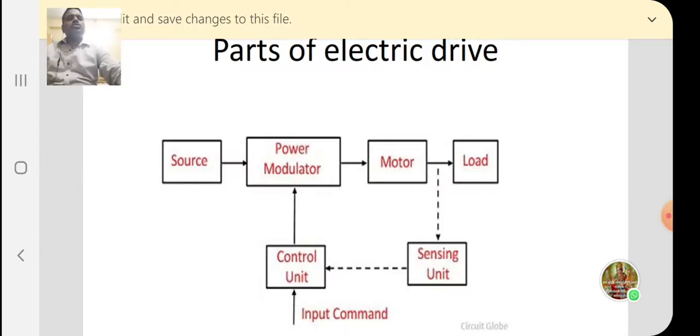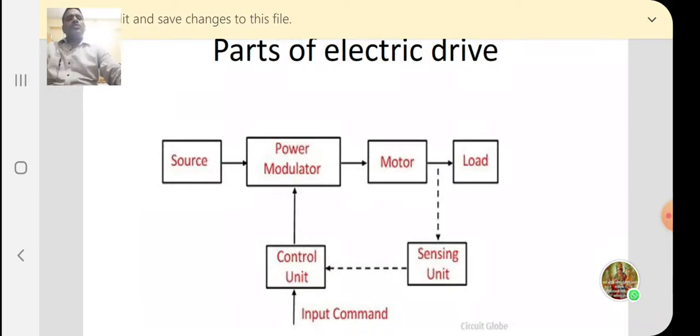The main use is AC, mostly we use AC because AC voltages are easily available. So that's why we use the AC power supply mostly. But it has two types. For lower or medium power, we use 400 volt 3 phase 50 hertz in India, and 230 volt for single phase 50 hertz.